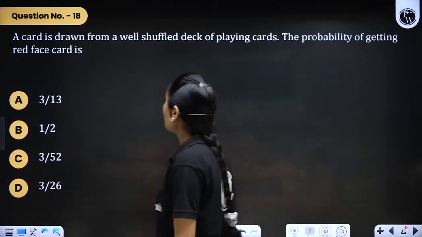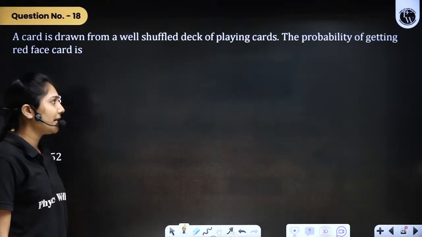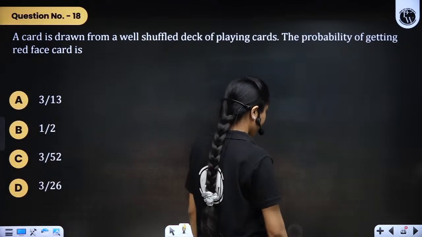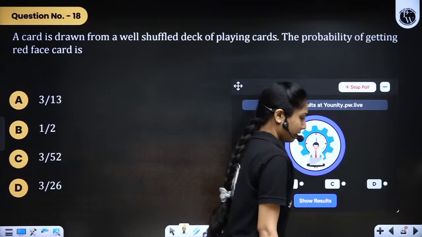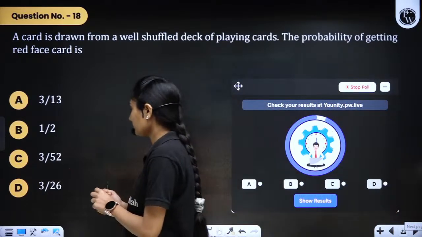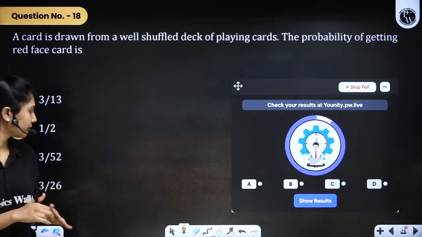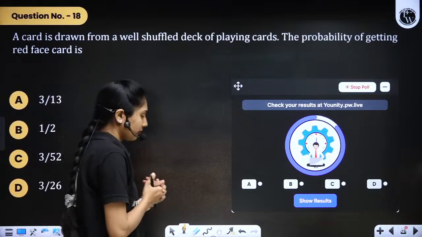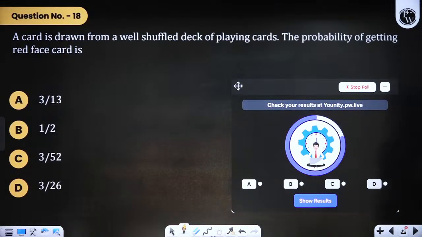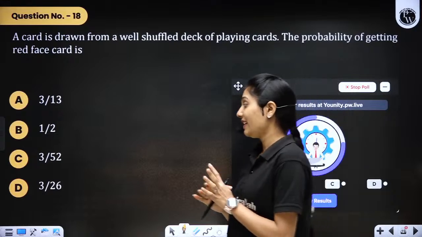A card is drawn from a well-shuffled deck of playing cards. The probability of getting a red face card is. Probability of getting a red face card. Okay, check it properly. Face card, it says.